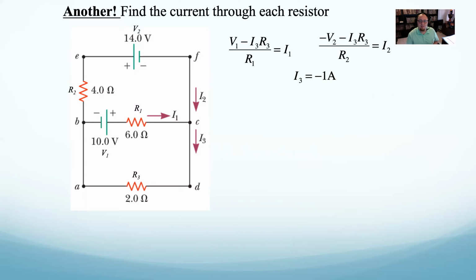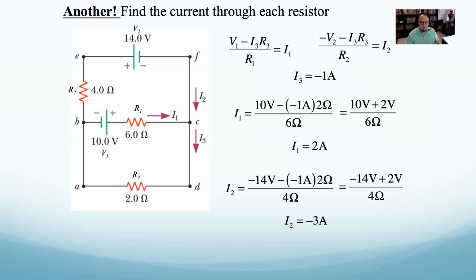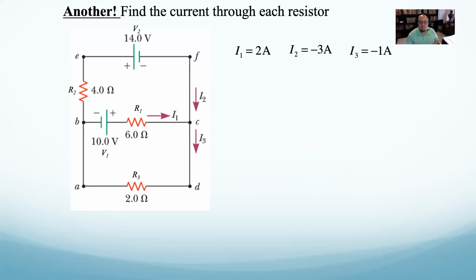See, earlier, I gave these two equations for I1 and I2. And I'll plug in that -1 amp to both. Plug it into I1. Plug it into I2. And now I have all three currents. I1 is 2 amps, I2 is -3 amps, I3 is -1 amp. I say, okay, that's my currents, 2, 3, and 1 amp respectively.